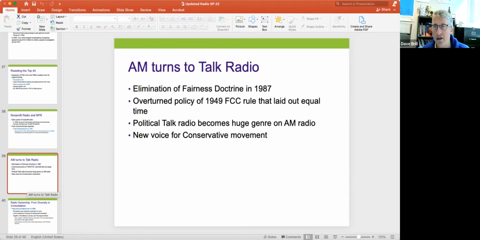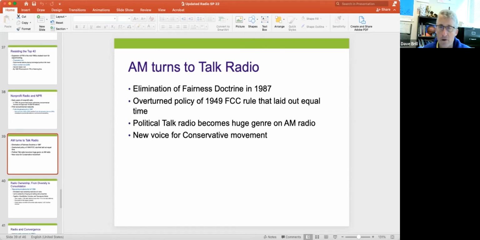And so it actually led to this huge resurgence in AM radio. And of course, a lot of that was conservative, and that's why you have a lot of conservative talk radio. They could do it because you could have conservative talk radio on all day, all night, and not have to worry about putting on an opposing viewpoint because of the Fairness Doctrine being lifted in 1987. So still in play today.